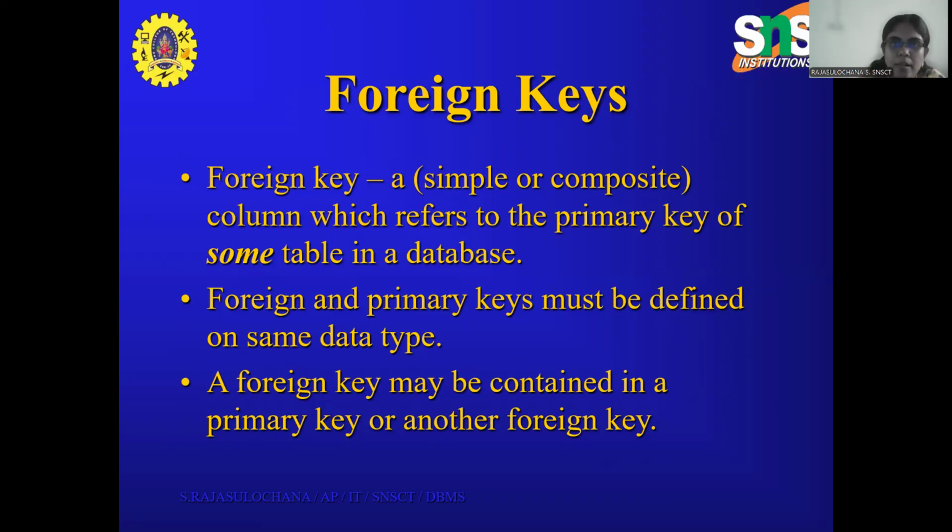I hope you understood the various keys in relational database management system. Understanding keys will help in understanding functional dependencies, which will be discussed in the later part of this lecture series.